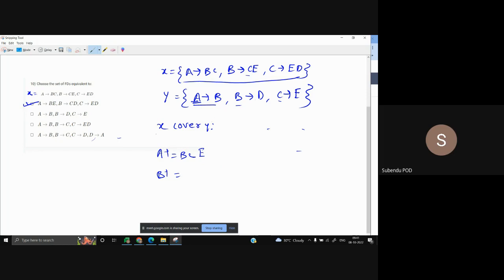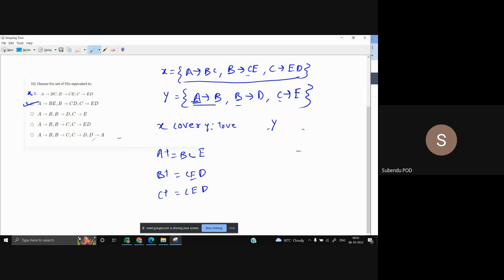Now you have to find the B closure. So you can say that B determines C and C determines ED. So D is there, right? Now we have to find the C closure with the help of this functional dependency. You can say C determines ED. So E is there. Okay. So this is true.